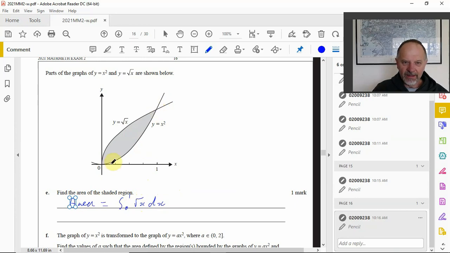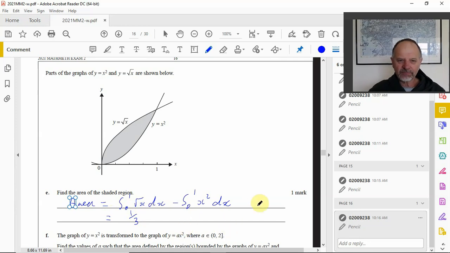minus the area underneath the x squared, which would be this bit in here. So all of that minus this. All right, this is just one way of doing it. The integral from 0 to 1 of x squared dx. Now you can enter that solely in your calculator. And remember, exact value is what we're after. And so the exact value is 1/3.